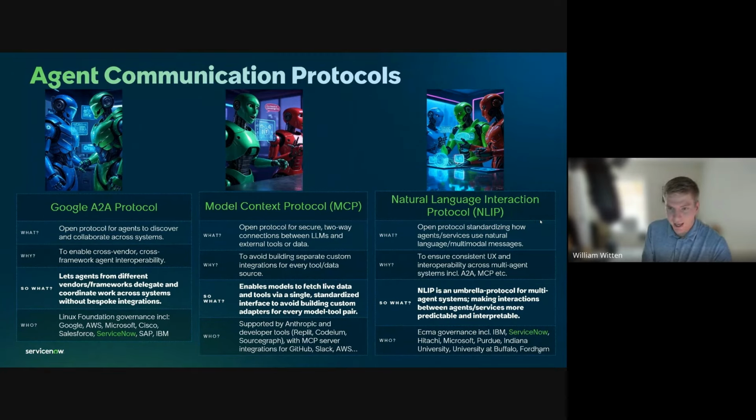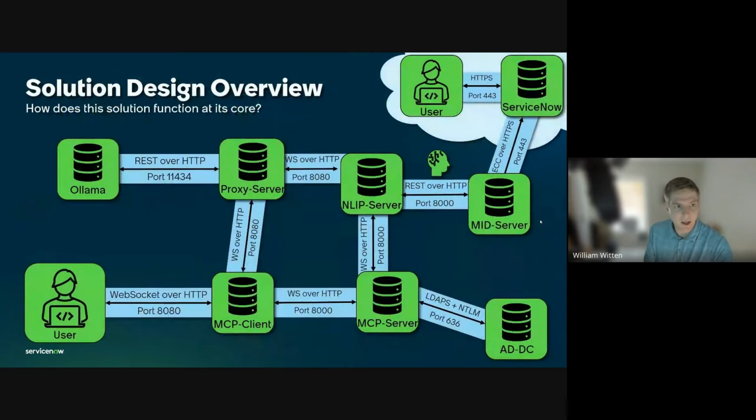Now let's take a look at how we leveraged MCP and NLIP in order to accomplish our use case. I'm going to show this solution design overview first. This is where our NLIP interaction is happening, between our locally deployed MID server and our local NLIP server. This NLIP server is a client of the MCP server that is locally deployed. And this MCP server is where we're going to have all of our different integrations to pieces like Active Directory. The use case that I built was centered around locking and unlocking Active Directory accounts from a local Active Directory using ServiceNow.